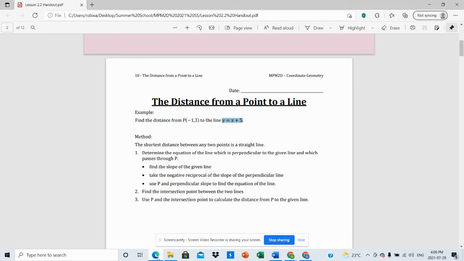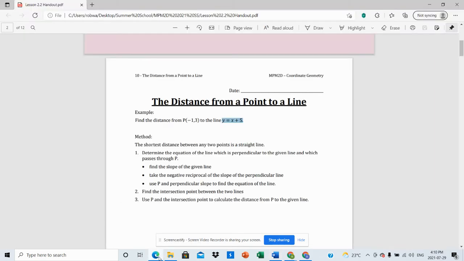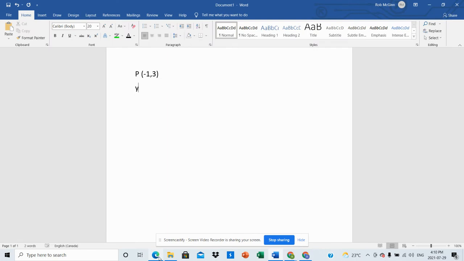So once we've found that intersection point, we're going to use P and the intersection point to calculate the distance from P to the given line using the distance formula. What we know for this example is we have a point, negative 1, 3. Our point P, for point, is negative 1, 3. We also know the given line, and the given line is y equals x plus 5.